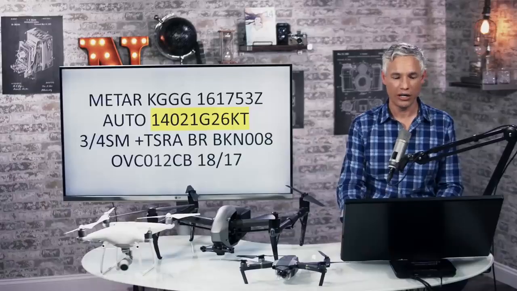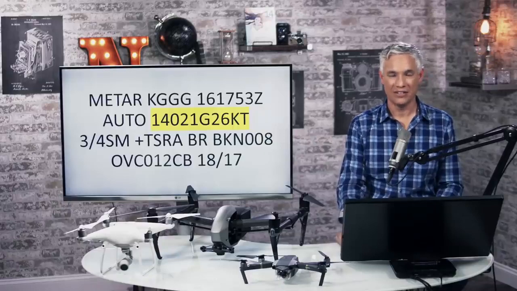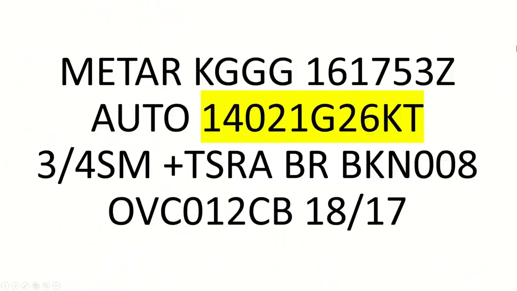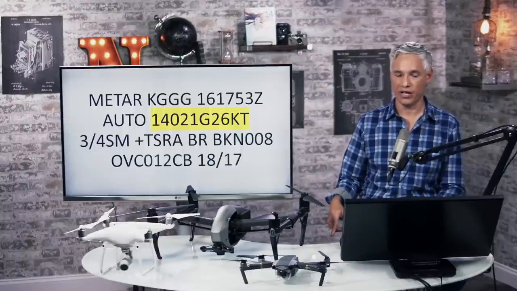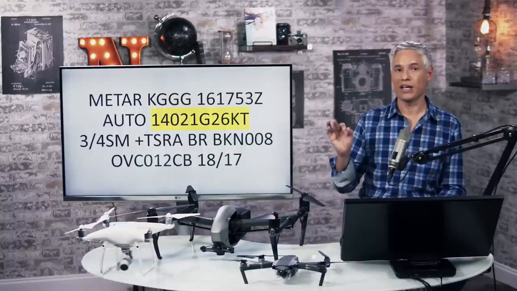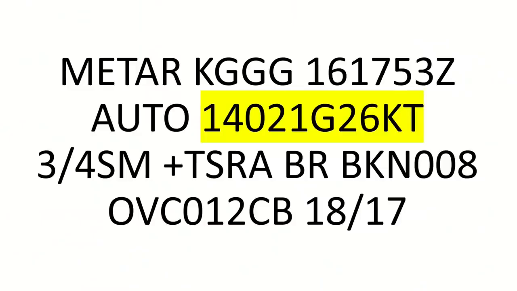So 21 knots. And then you see G26, 21 knots gusting to 26 knots. And they actually write KT here. And that helps you recognize that this is indicating wind speed because KT is the abbreviation for knots. So we can read that as wind speed: winds at 140 degrees at 21 knots gusting to 26 knots.